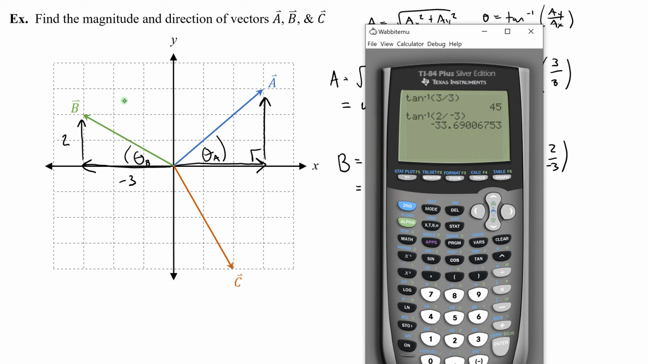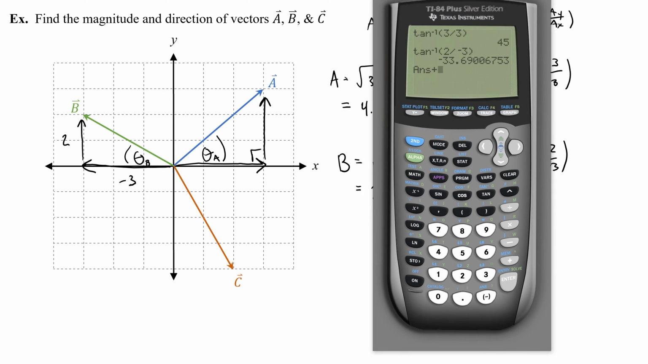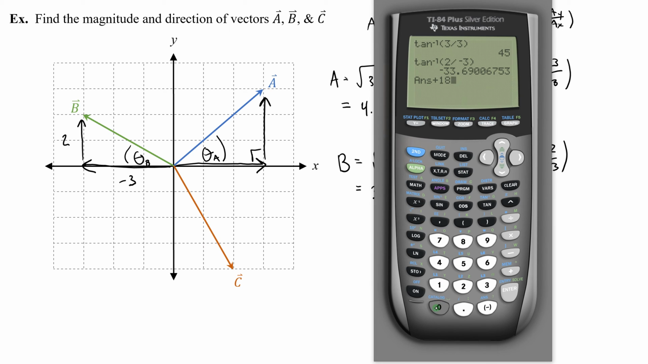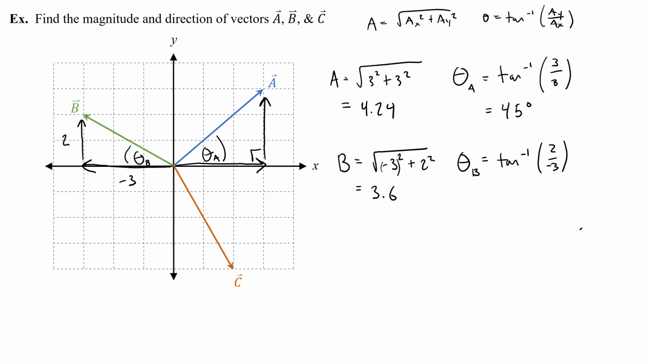So if you're in the second or the third, then what you have to do is add 180 to your angle. So 146.3. Let's write that down. 146.3. This angle is actually the angle of B measured from the positive x-axis. You're just using the unit circle angle.